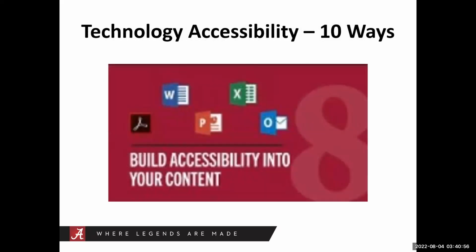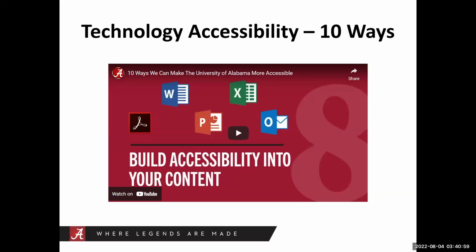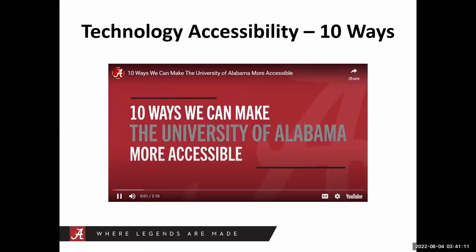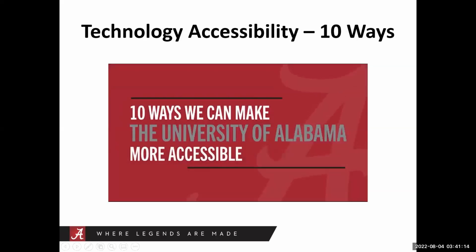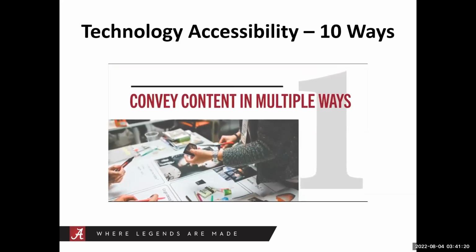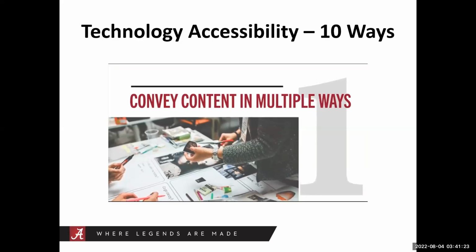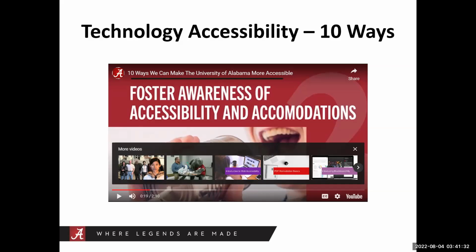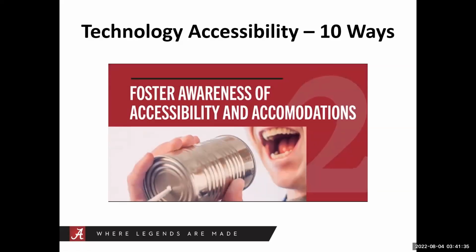We all have a part to play in making the university inclusive and accessible. Here's a short video outlining some of the ways you can help. 10 ways we can make the University of Alabama more accessible. Number 1, convey content in multiple ways. Don't just use images, color, video, or audio. Number 2, foster awareness of accessibility and accommodations. If you notice an opportunity to address accessibility, please bring it up.